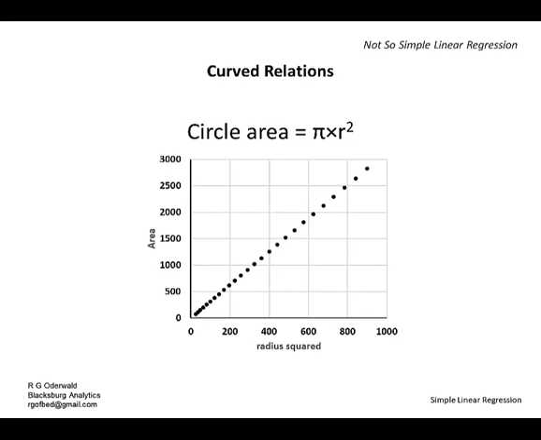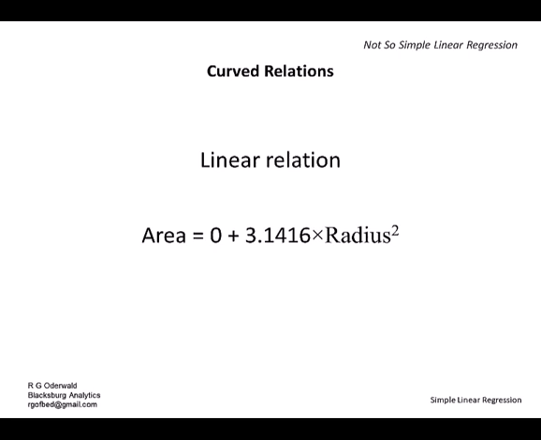We know area equals pi times radius squared. Circle area plotted against squared radius is a perfect straight line. Instead of using radius as x, we can use radius squared. We still have a simple linear regression with x and y, except x is radius squared. The regression line, y equals 0 plus 3.1416x, has a zero intercept and a slope that is pi.